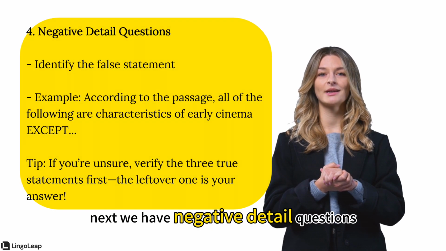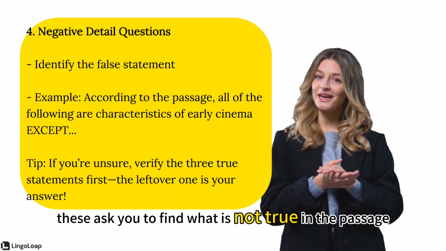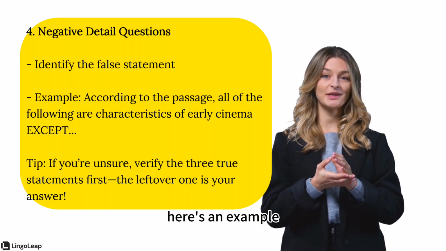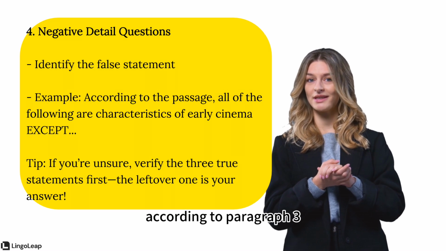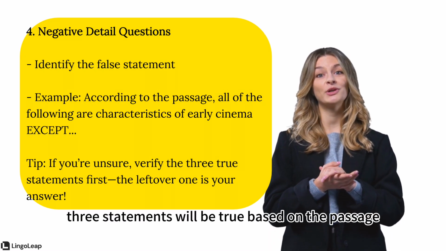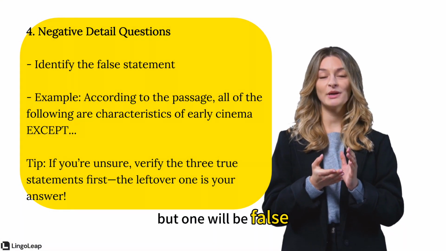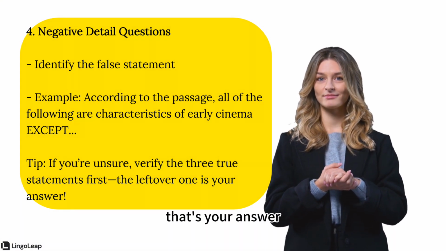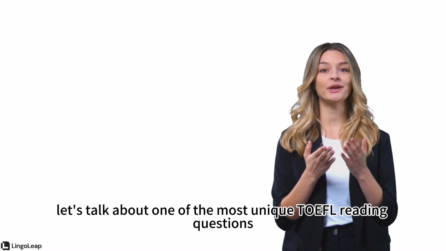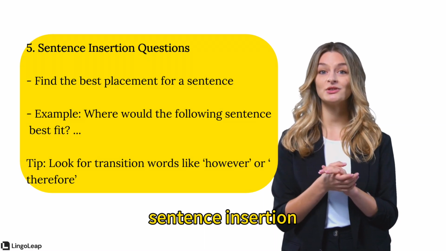Next, we have negative detail questions. These ask you to find what is not true in the passage. Here's an example. According to paragraph 3, which of the following is not mentioned? 3 statements will be true based on the passage, but 1 will be false. That's your answer. Next, let's talk about one of the most unique TOEFL reading questions, sentence insertion.